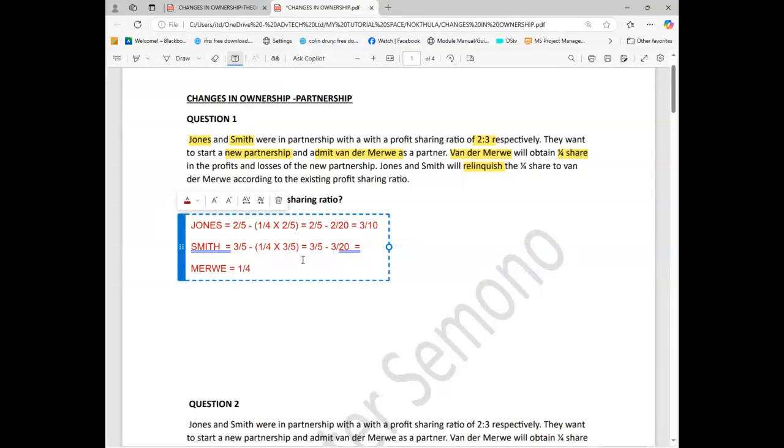3 over 5 minus, what is this now? 3 over 5 minus 3 over 20. Over 20. I get 9 over 20. Okay, 9 over 20. Yes.